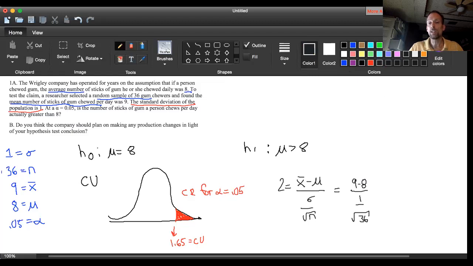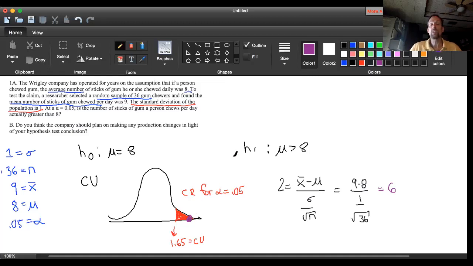And when we calculate this out, we're going to get 6. Now I'm going to take that 6, I'm going to compare it to the curve. I need to see if it fell in my critical region. And my 6 is on the far right side, all the way over here. And now I can apply my decision rule.